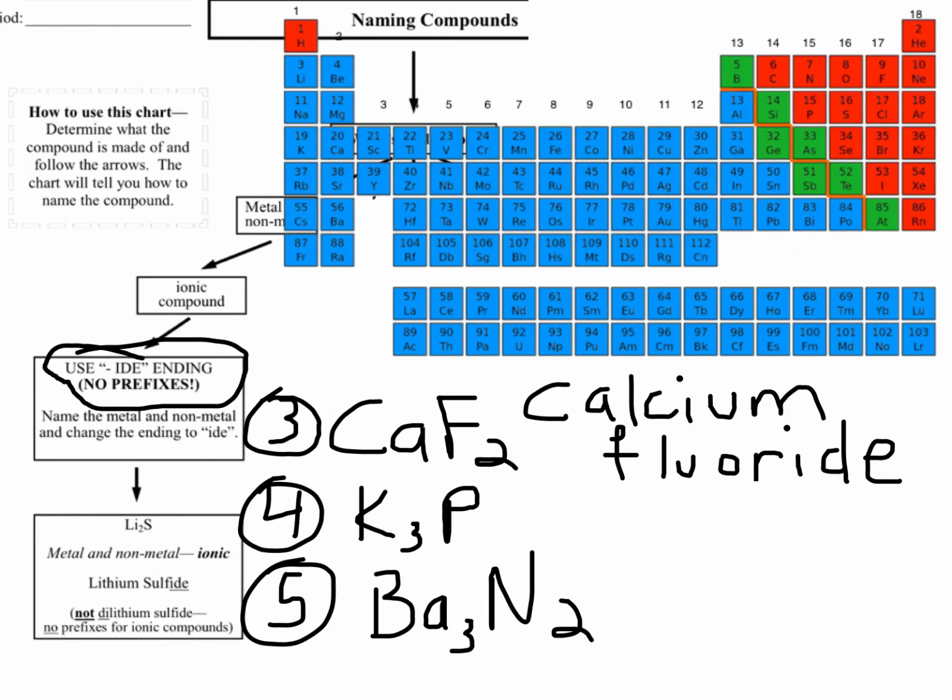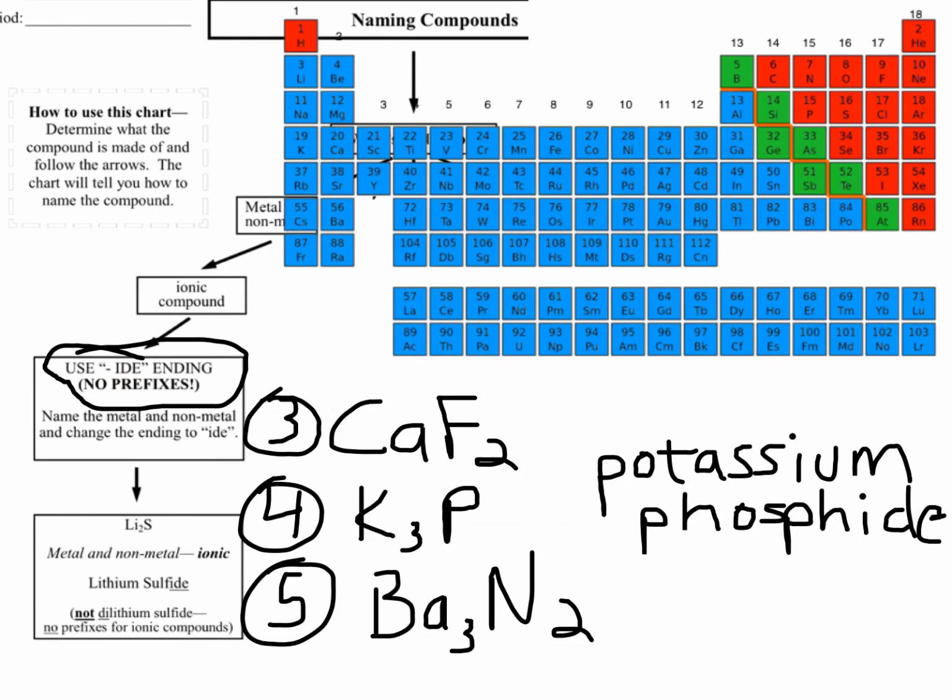Example number 3, I'm looking at Ca, calcium. Calcium is here. It's a metal, so it's ionic. I just named the ions. Calcium, and instead of fluorine, I changed the ending to ide, fluoride. All right, try the next one.